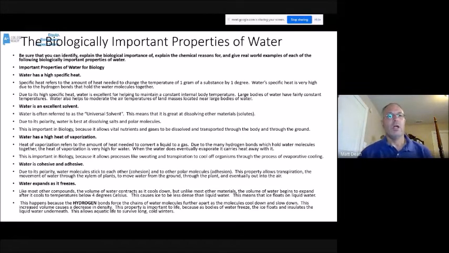There we go. So one of the important properties of water we want to talk about is that water has what we call a very high specific heat. Specific heat refers to the amount of heat needed to change the temperature of 1 gram of a substance by 1 degree. Since water's specific heat is high, that means it's really hard to raise or, on the flip side, to lower the temperature of water. It's really good at moderating temperatures.